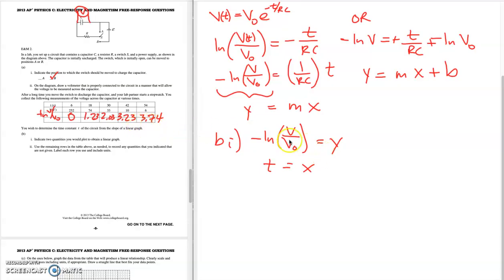Oh, by the way, you're also allowed to flip these. You could make t on the y-axis and natural log of v, or some combination of these, on your x-axis. It doesn't matter. What you have to get is a straight line. Now I'm going to pause, erase some things, and scroll down so that I can make a graph.